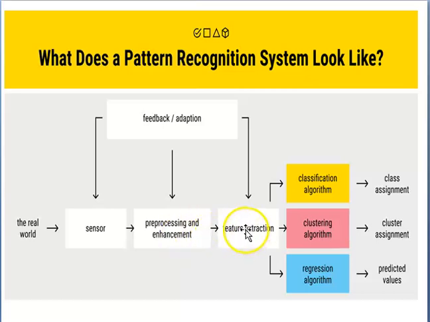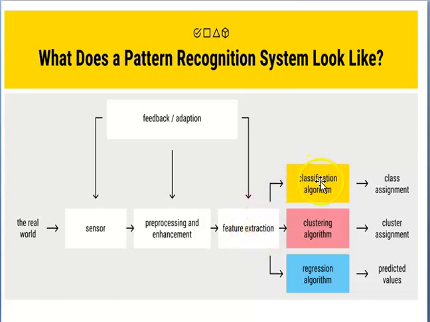Then we have feature extraction, that is, which values will be given to the machine learning model. If we have collected 10 values, whether all 10 will be given or which values have more impact on the decision. Based on that, we will do the feature extraction and feature selection.